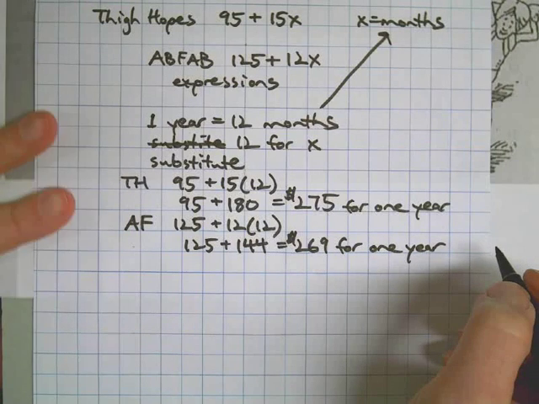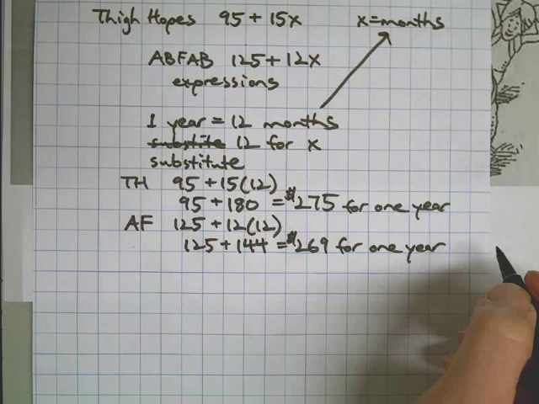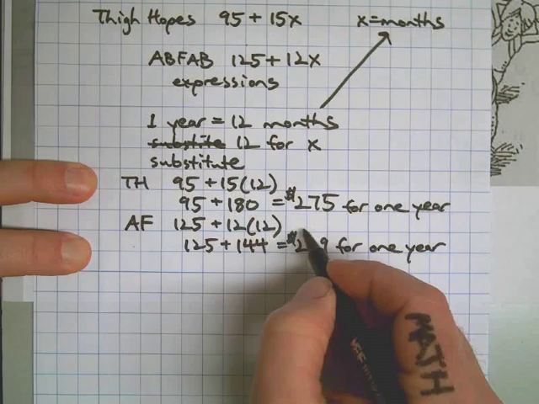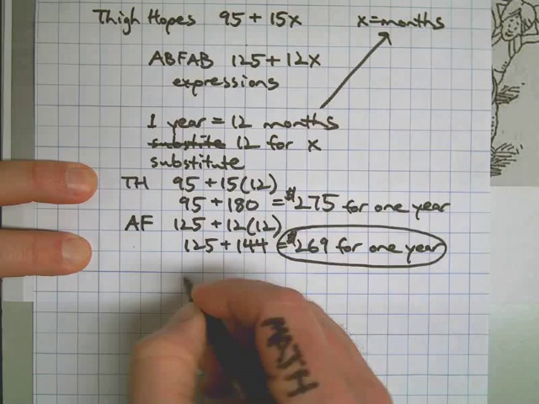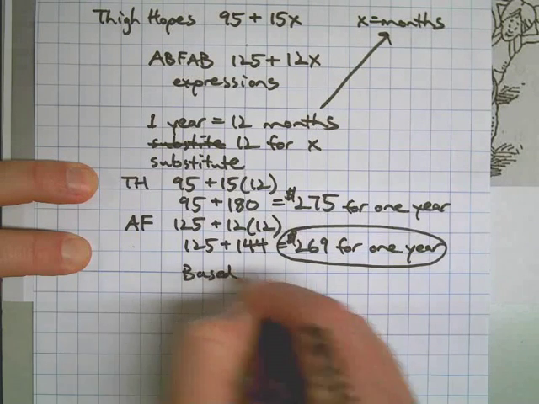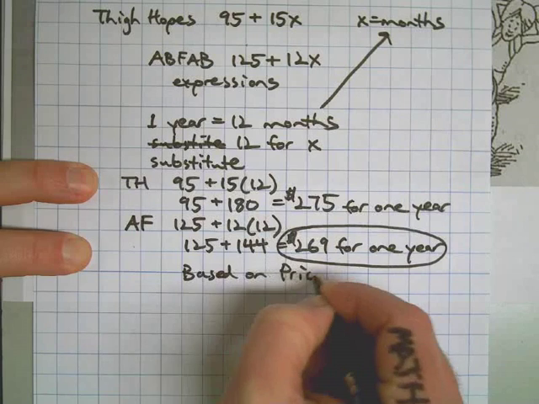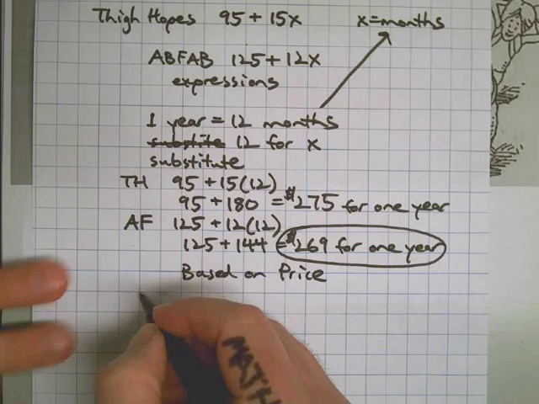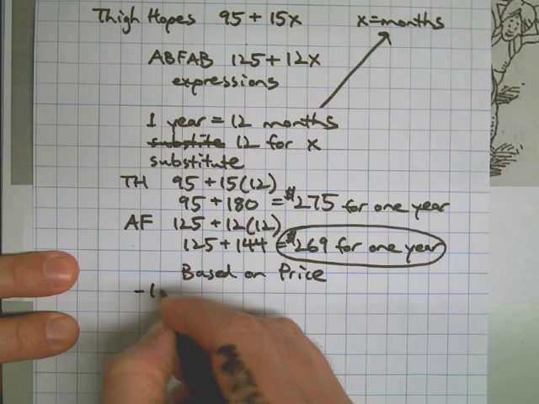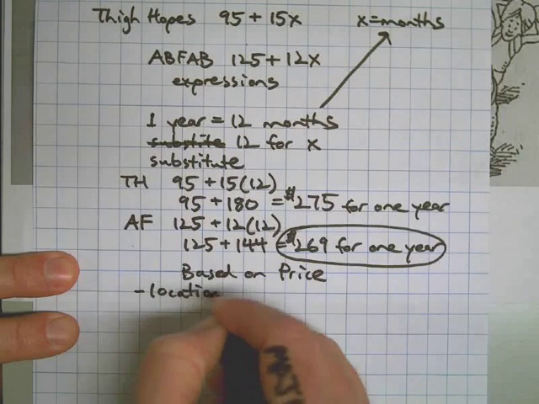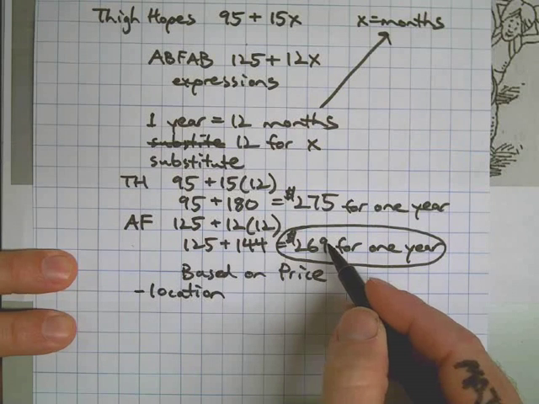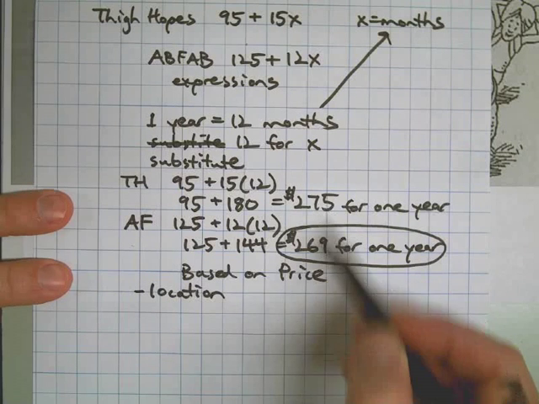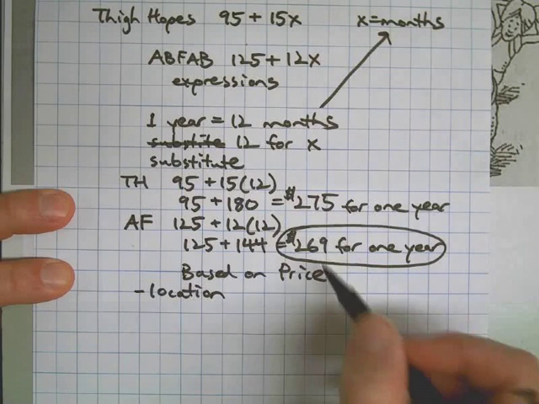So the original question was, which club should she join? She's only going to live here for 1 year. And based on price alone, we're going to go for this. But as you know, when you're making a decision in real life, there are some other factors, right? Some of which might be location. How close is the club to her house? Since there's only a $6 price difference, maybe she'd rather go to Thigh Hopes because it's closer to her house. So we can't just base decisions on price alone. Price is just one factor.